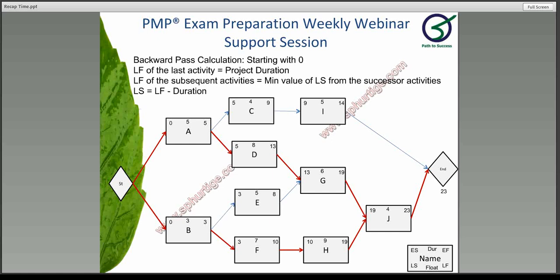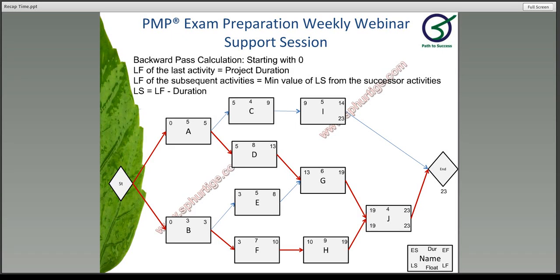In this case, the project duration is 23. And I and J complete the project. So we are taking 23 for both. Please remember, while walking backwards, don't confuse yourself with early start and early finish. Work it out as if your early start and early finish don't exist. So you're taking 23 and then you're just moving on from 23.